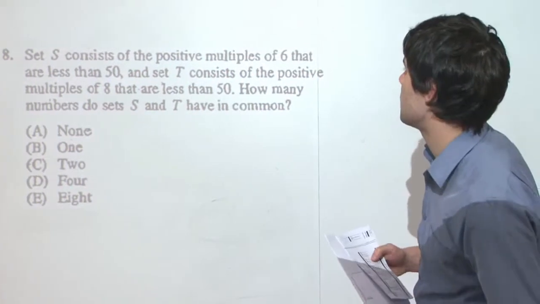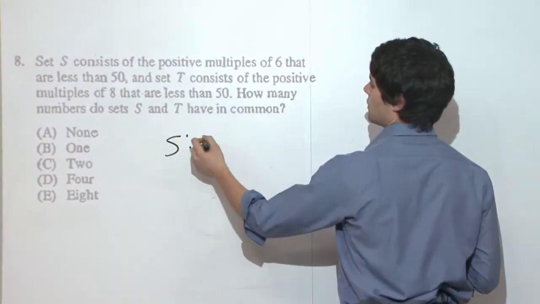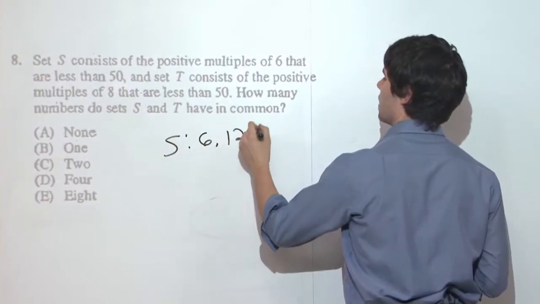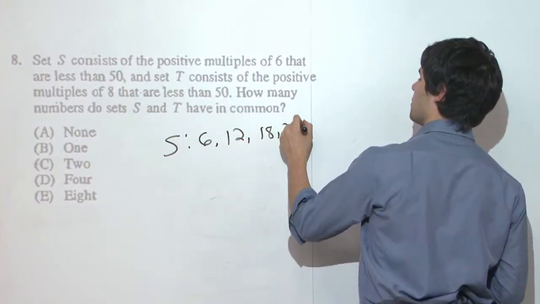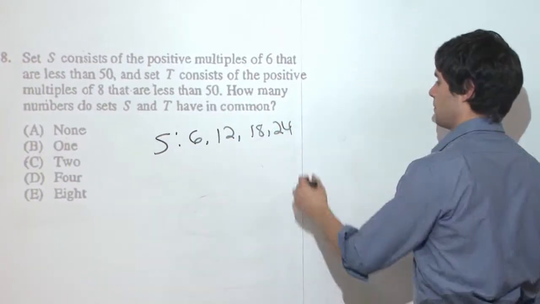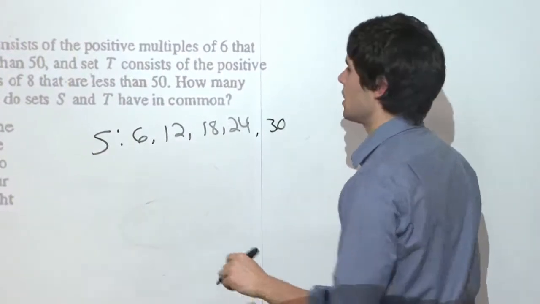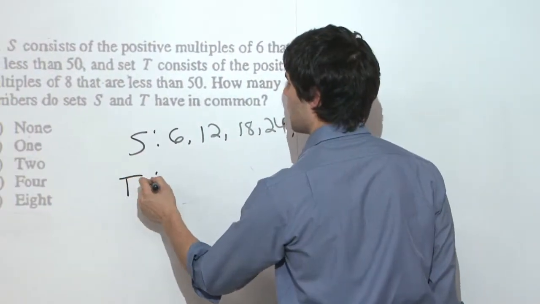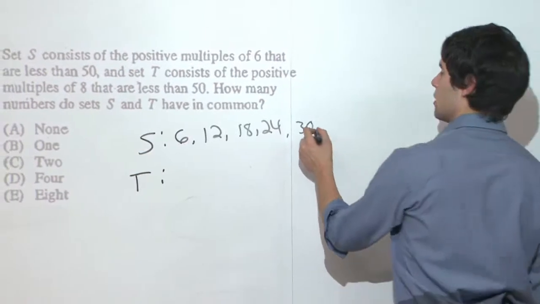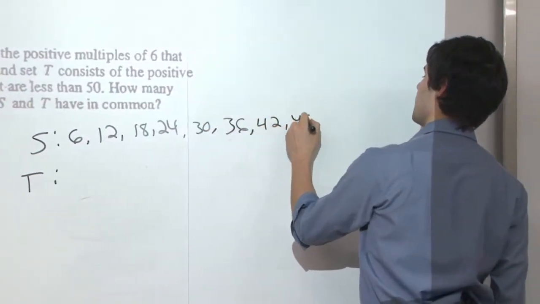Set S consists of positive multiples of 6. So set S is multiples of 6. So 6, 12, 18, 24. Multiples, right? That are less than 50. And we could keep going on, but let's wait. Now set T consists of the positive multiples of 8 that are less than 50. So we are looking for 42, 48.